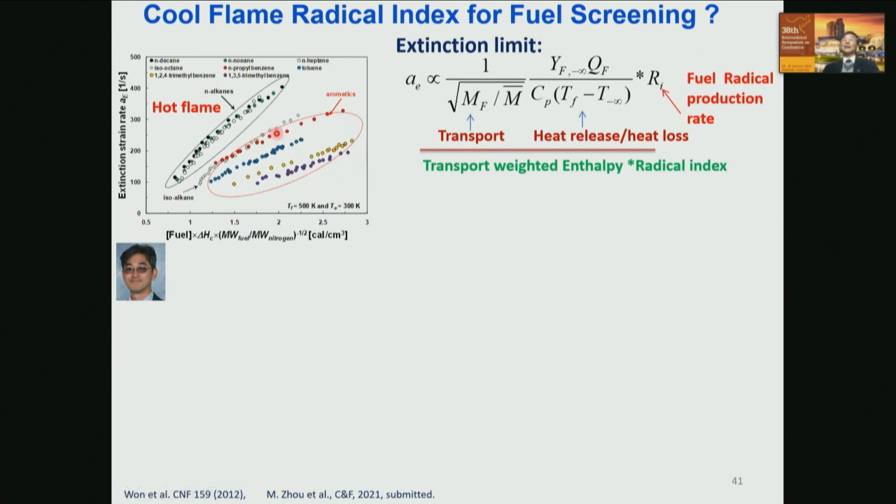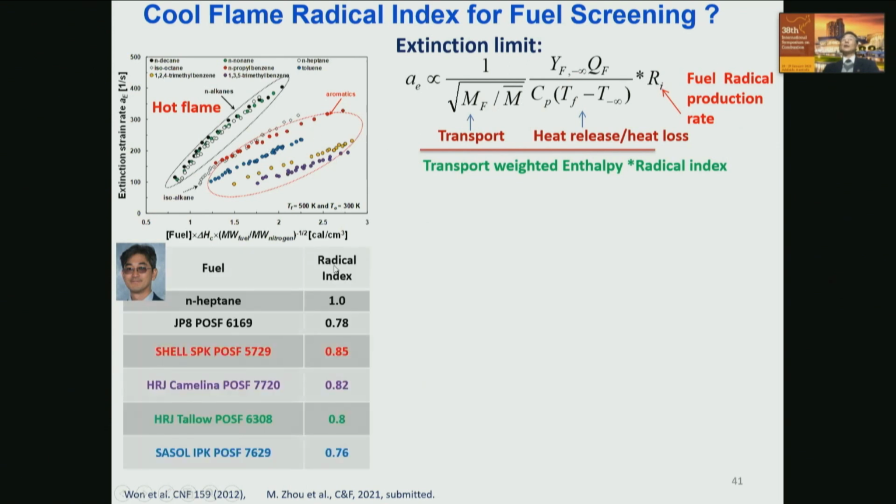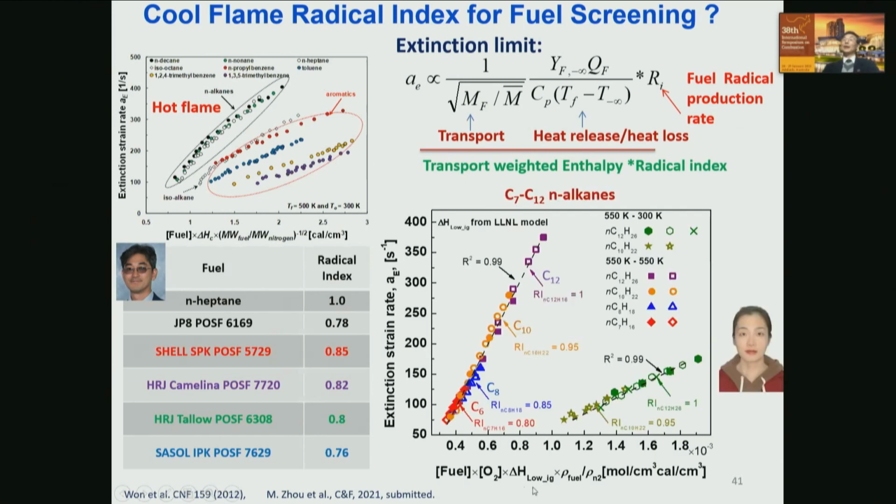But aromatics, with a different molecular structure, have a different gradient, meaning they have a different radical index. We can use it to rank all the fuels by defining n-heptane's high temperature radical index as 1. For different alternative fuels, we can rank them by using a radical index for high temperature flames. Recently, experiments used the transport weighted enthalpy for cool flames. And we can also correlate the extinction limit and the transport enthalpy by defining the gradient as a radical index.